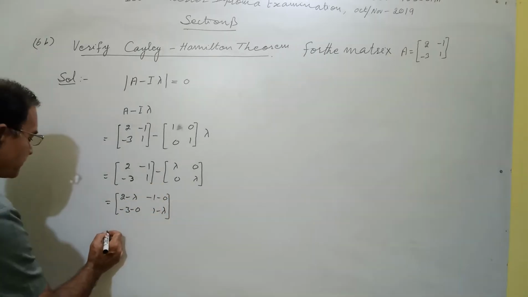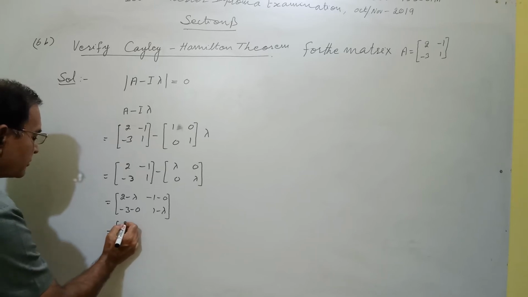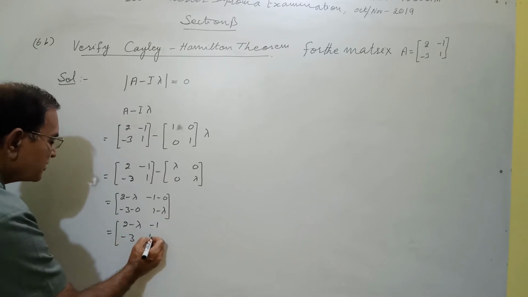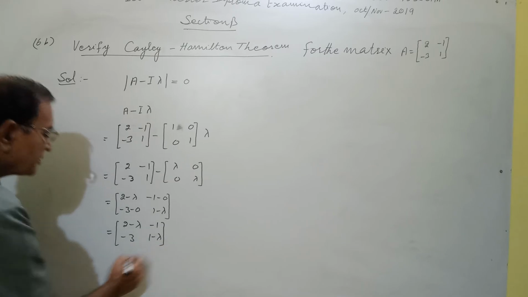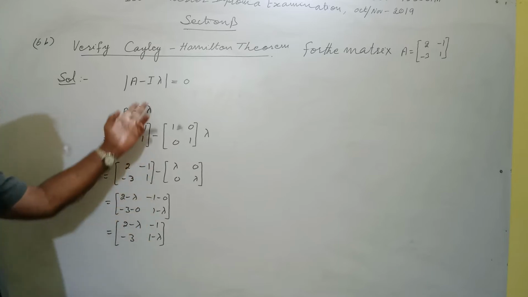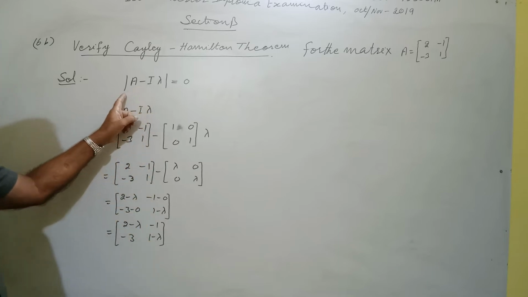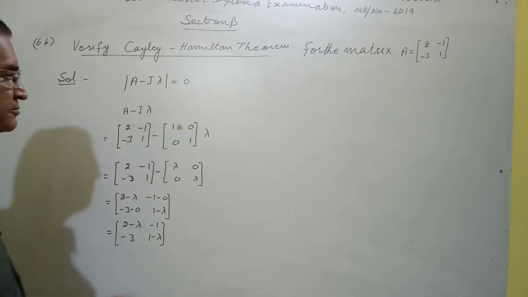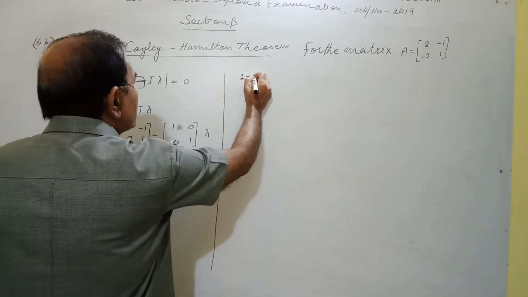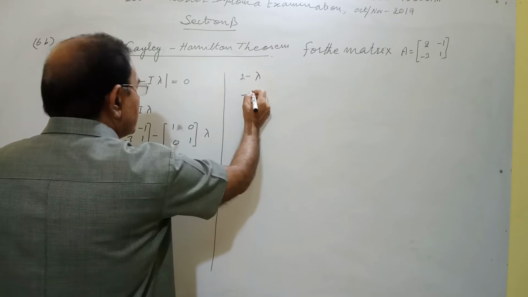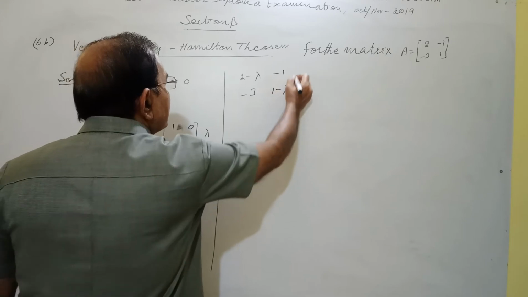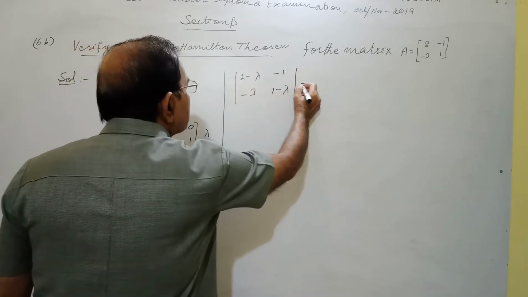This is what we will get after solving: 2 minus lambda, minus 1, minus 3, 1 minus lambda. We have got this determinant internally. Put the determinant and make it equal 0. So the determinant of 2 minus lambda, minus 1, minus 3, 1 minus lambda equals 0.